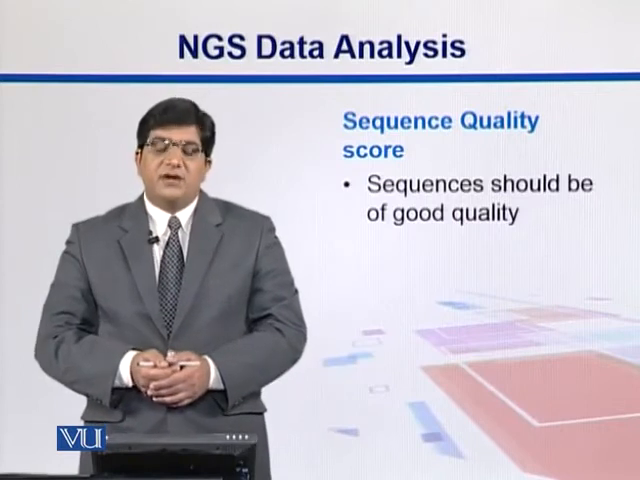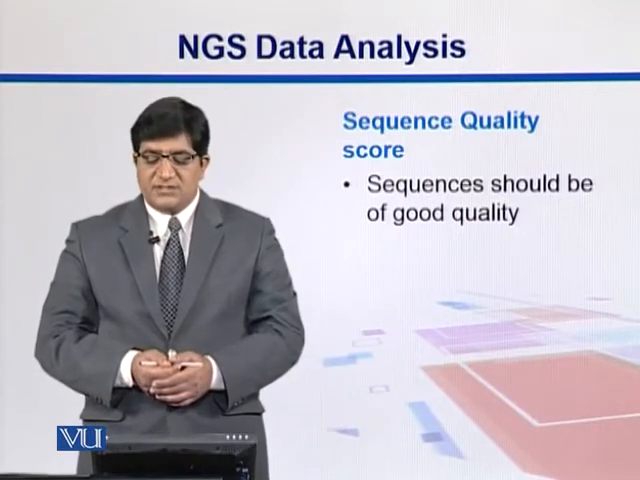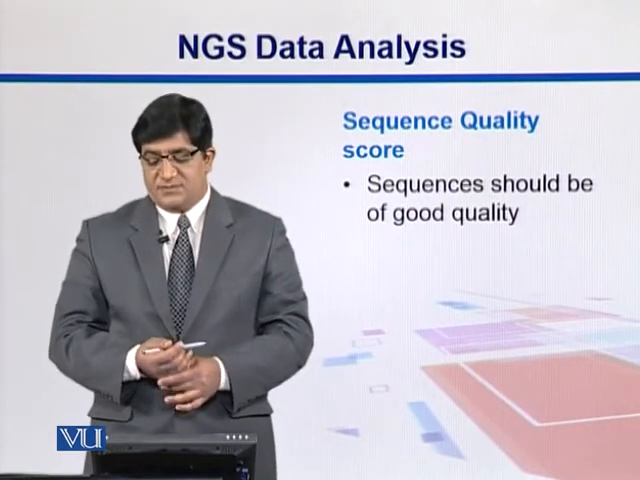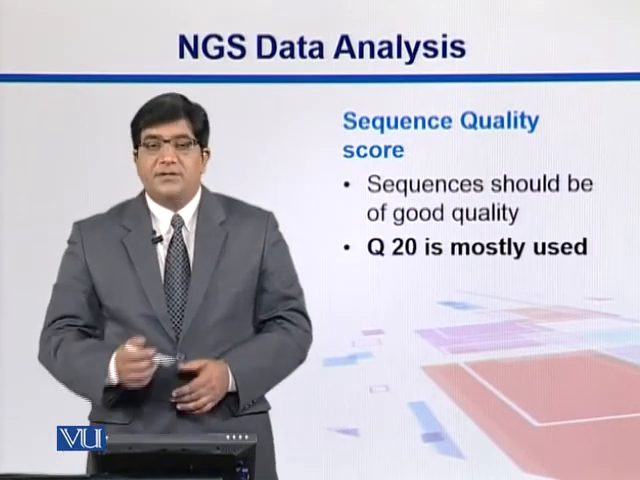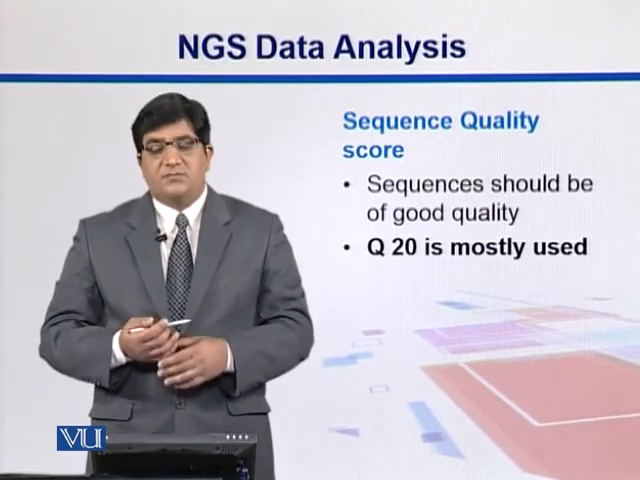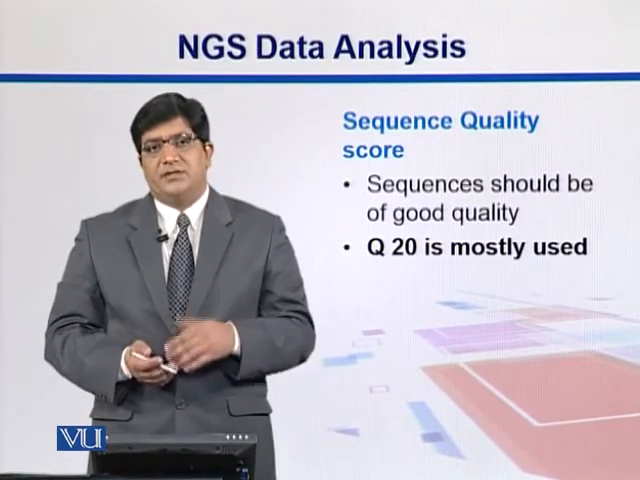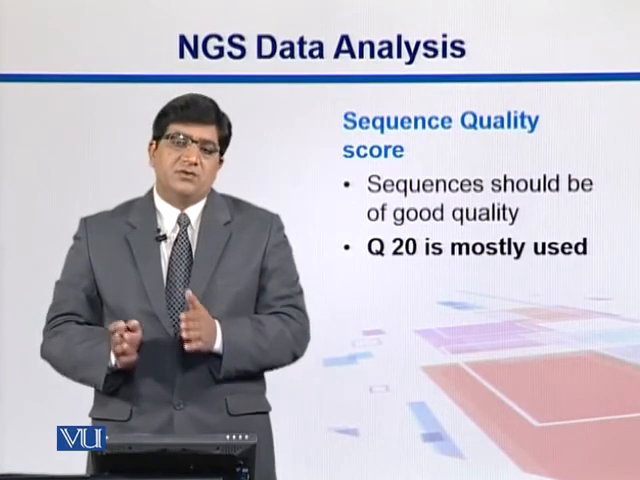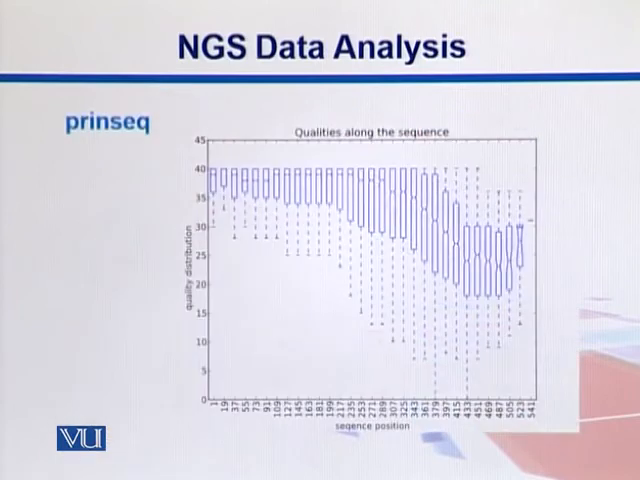As far as sequence quality scores are concerned, that is also an important concern, that sequences should be of good quality. Normally in the software, Q20 is mostly used, so the minimum score should be around Q20 and it should be between a score of 20 to 40. Let's see, here we have the output coming from PRINSEQ.